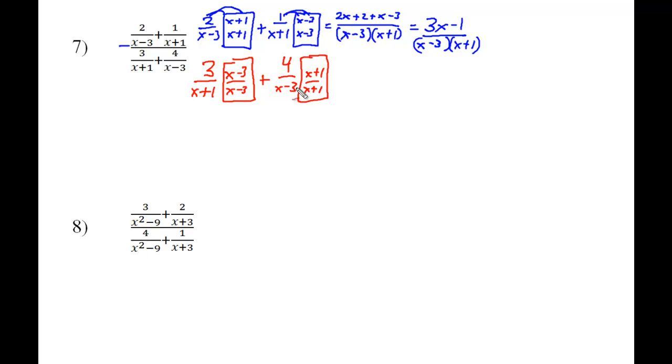What we're going to do next here is distribute. So we're going to do a little distribution here and here. So this is going to be 3x minus 9 and 4x plus 4. And that's all over our denominator of x plus 1 and x minus 3, now that we have our common denominator. So what we will do is go 3x and 4x, which makes a total of 7x, hooray, and negative 9 and 4 make a total of negative 5, over x minus 3 and x plus 1.